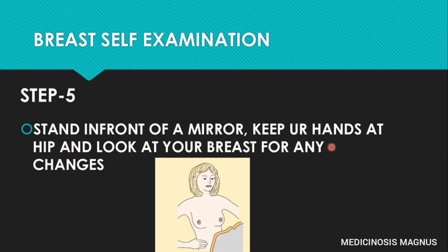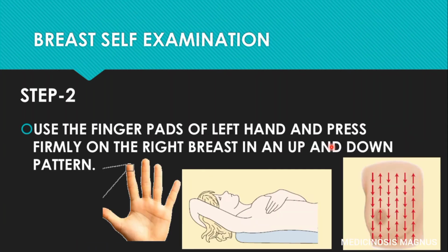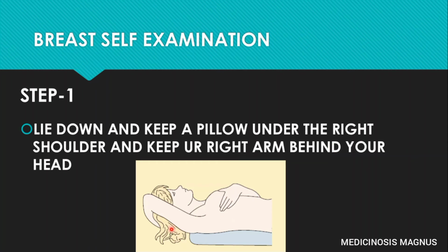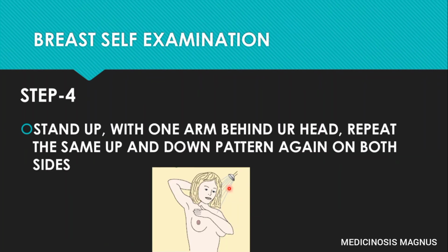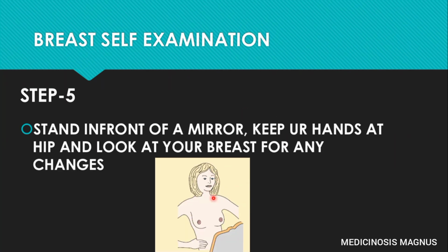Now just see the 5 steps. Step 1, you kept your right hand up and you examined your right breast with your left hand. Then next you examined your left breast with your right hand. Then you stood up and did the same thing, and then stand in front of the mirror and just check your breast for any abnormalities.